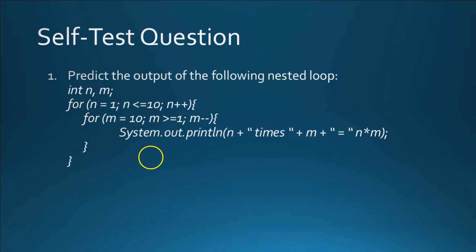All right, here's your self-test question. So let's see how well you can handle this. Number 1, predict the output of the following nested loop. int n, m; for n equals 1, n is less than or equal to 10, n++; for m equals 10, m is greater than 1, m--; System.out.println(n * m + " = " + n * m).